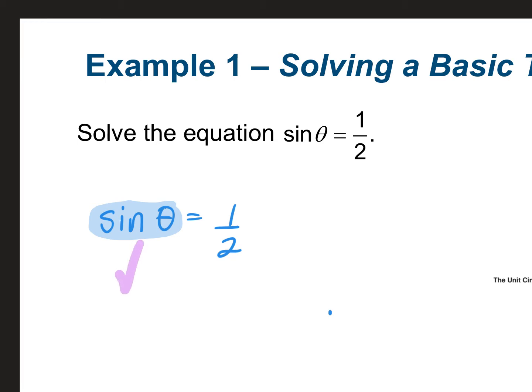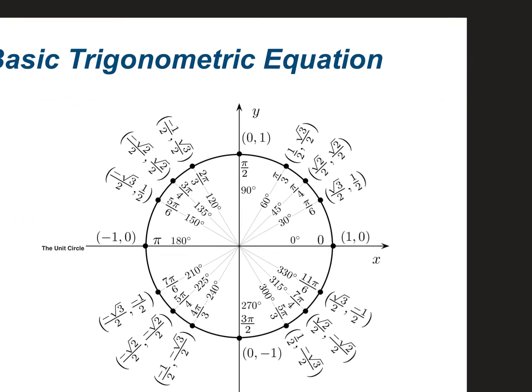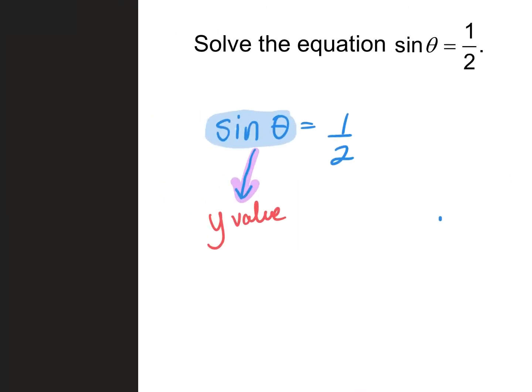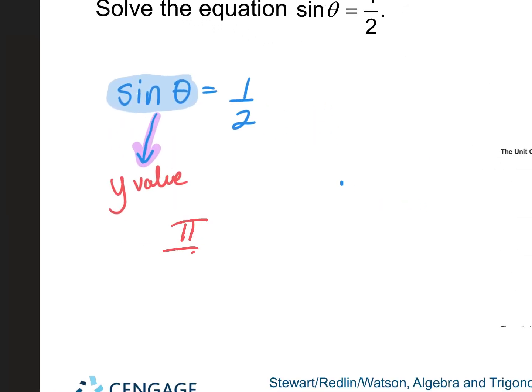Sine is the same as what? X or y? What value? Sine is the y value. Yes? We just talked about that like 2 seconds ago. So sine is our y value. So we're going to go to our unit circle and find where all the y values are what number? 1/2. So come over here. This is 1/2 right there, positive, pi over 6. This is 1/2, positive, 5 pi over 6. That is your answer to this question. Pi over 6 and 5 pi over 6.